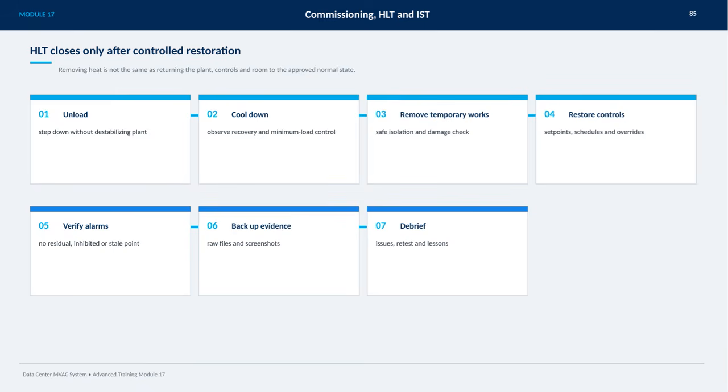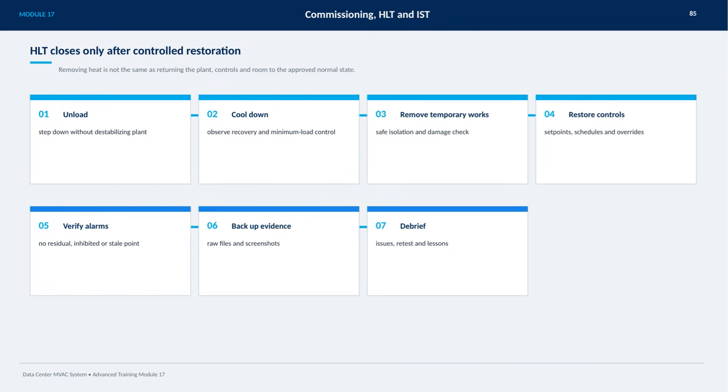First, we unload by stepping down without destabilizing the plant. Next, we cool down while observing recovery and maintaining minimum load control. Then, we remove any temporary works, ensuring safe isolation and checking for damage. After that, we restore controls such as set points, schedules, and overrides.